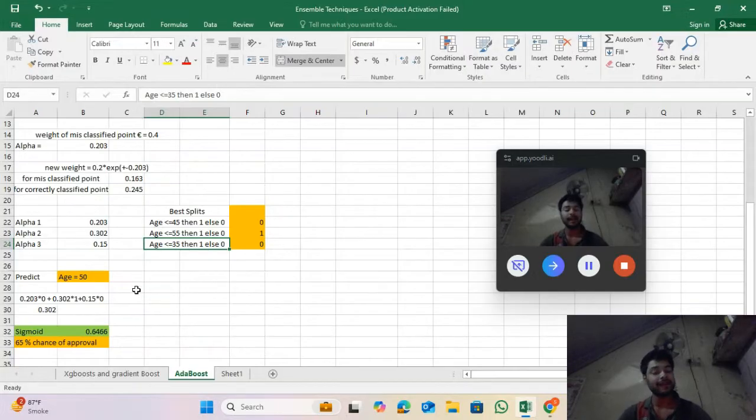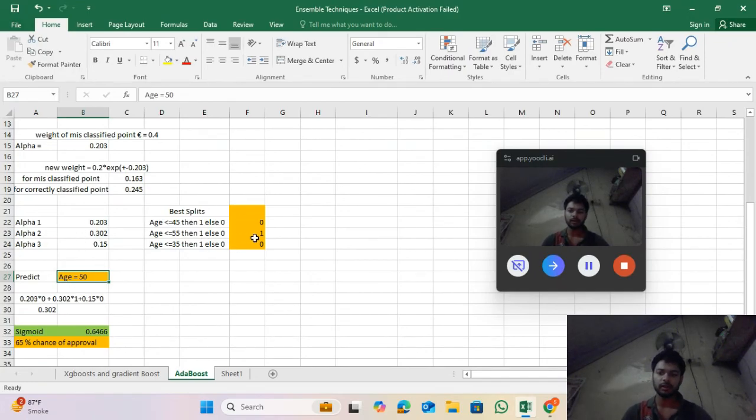So when I want to predict for age equals 50, I'll do 0.203 multiplied by 0, plus 0.203 multiplied by 1, because age is less than or equal to 55, so 1. So you end up having the value 0.302, and putting it into a sigmoid function, you will get a 65% chance of approval.